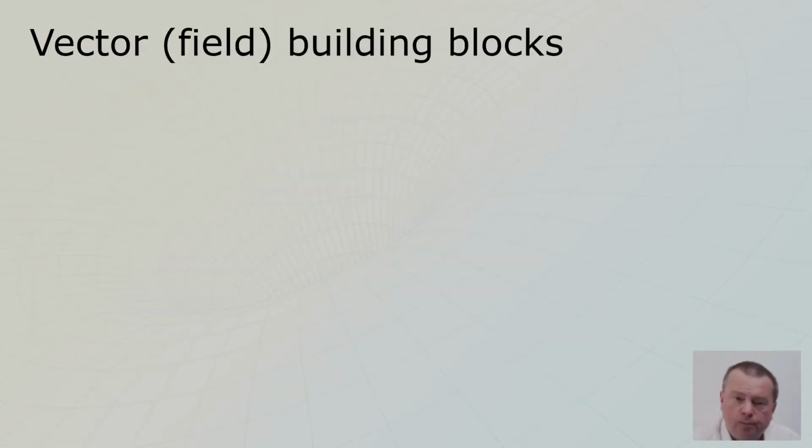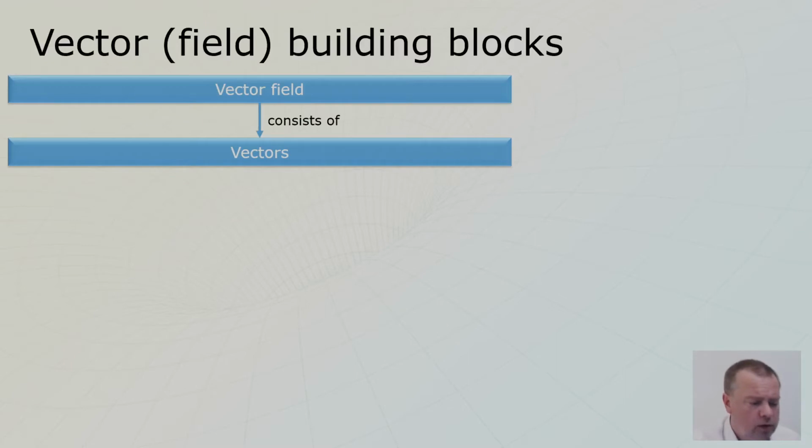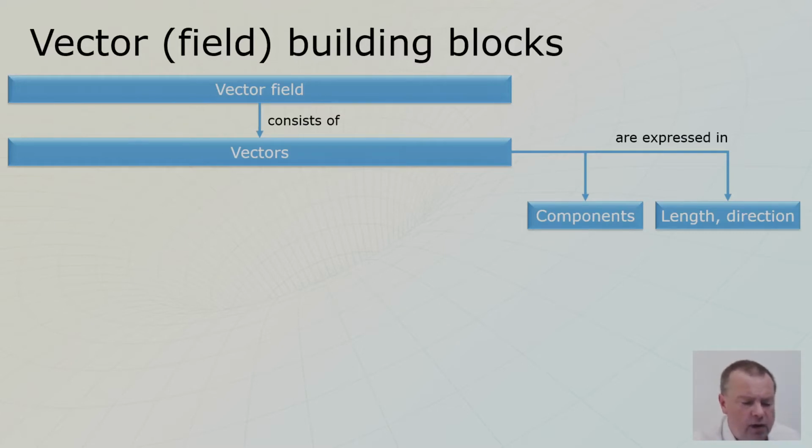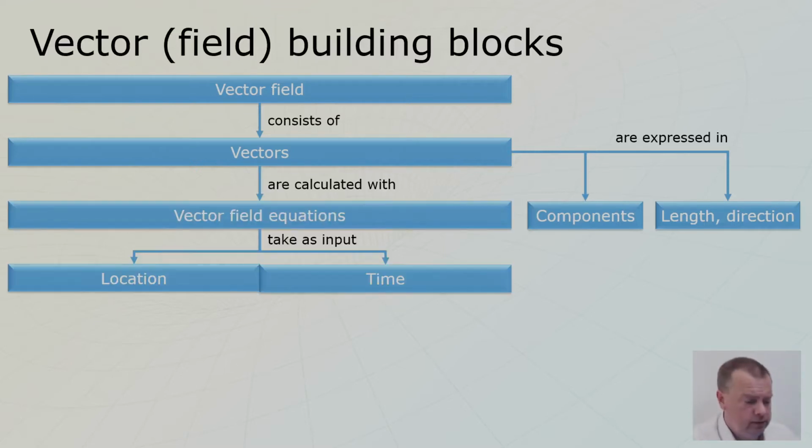So now we know what a vector is and a vector field. Let's dive a little bit deeper into the matter and look at the building blocks. Here we have the vector field and we saw it consists of a bunch of vectors, right? What we haven't discussed yet is how vectors are expressed in either components or length and directions, and how vectors are calculated using vector field equations. We will talk about them soon.